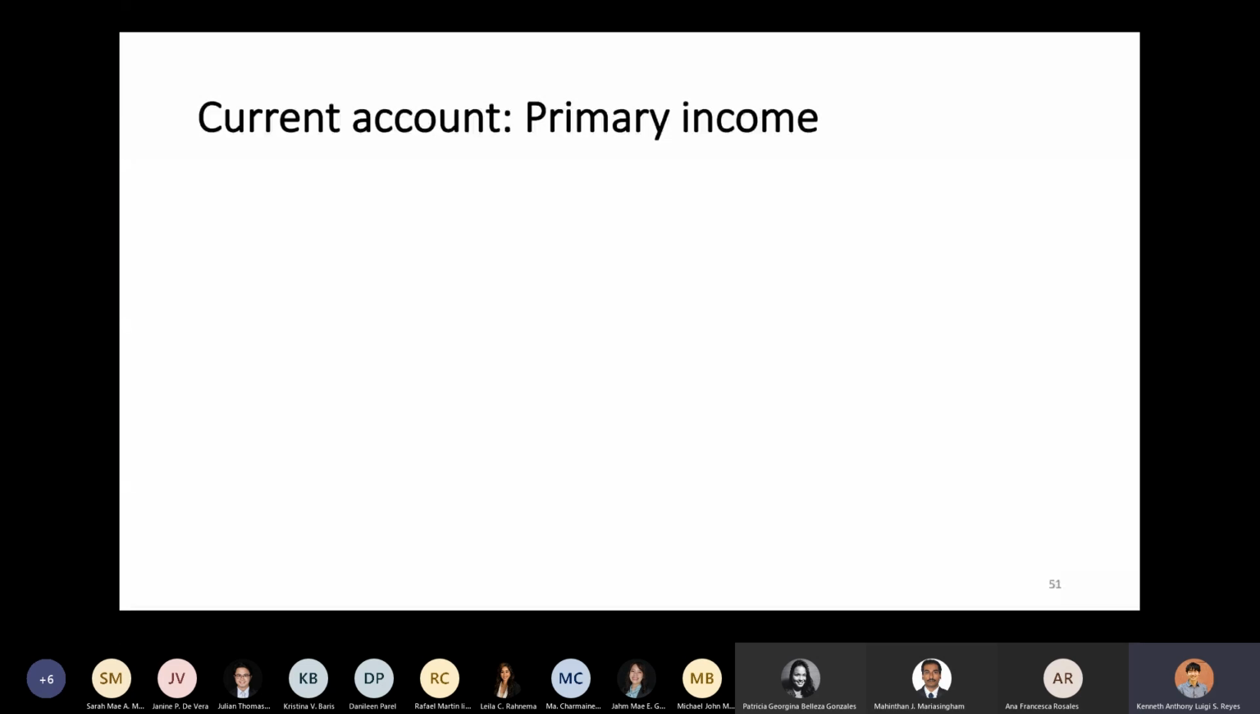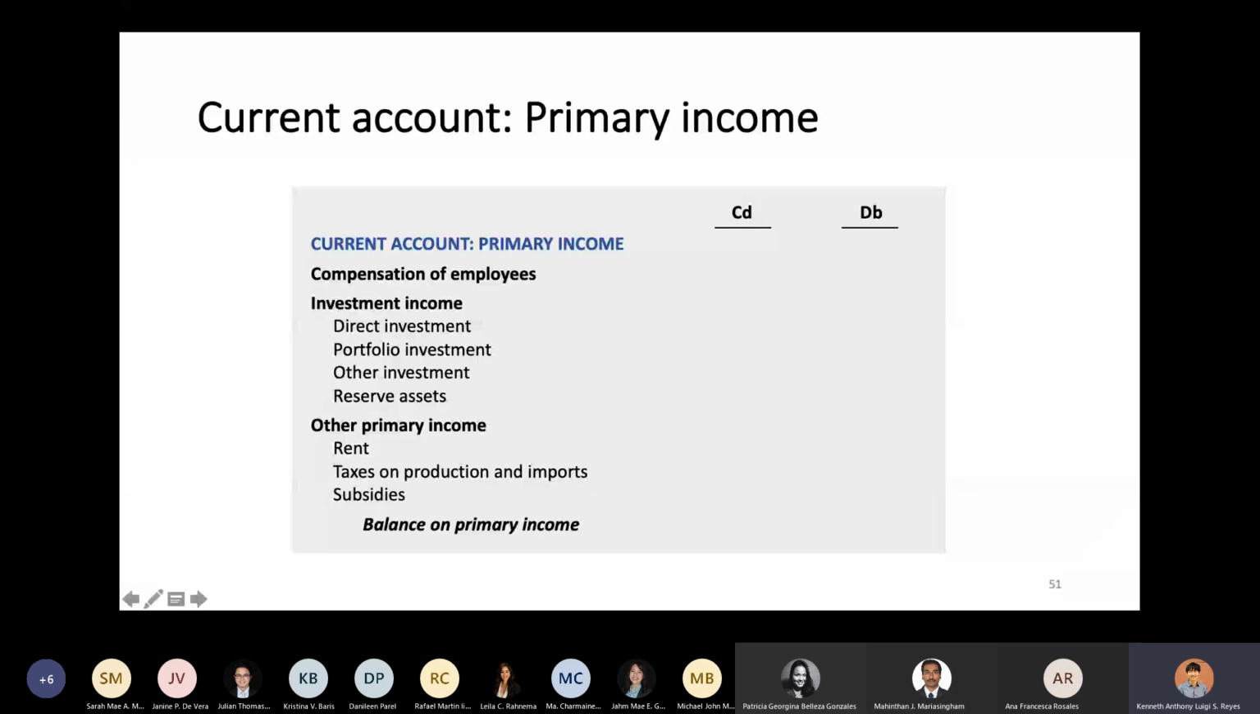So this is the structure of the primary income account. Notice that we have categorized it using what are called the functional categories, which I believe George will talk about in greater depth in her discussion on the financial account. On the other hand, we have other primary income where we put rent, taxes, and subsidies. Note that taxes here are only for taxes on production. Later on, we're going to talk about taxes on income and wealth and so forth, which are part of the secondary income account.